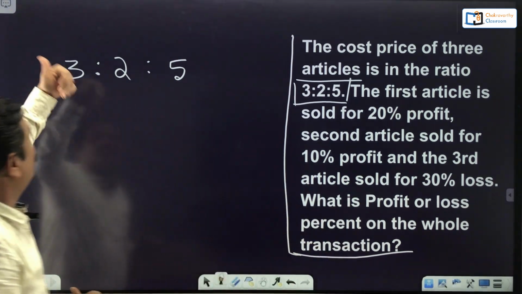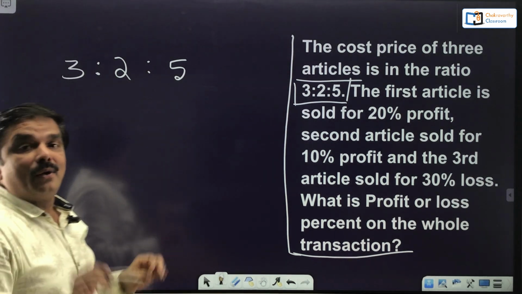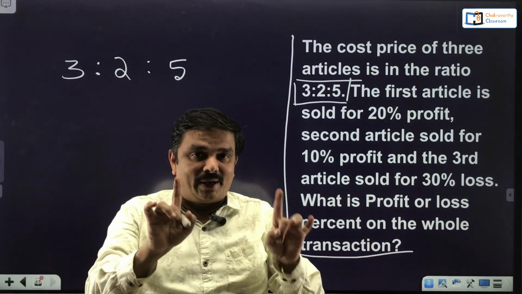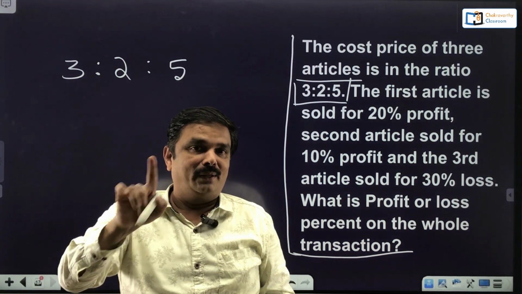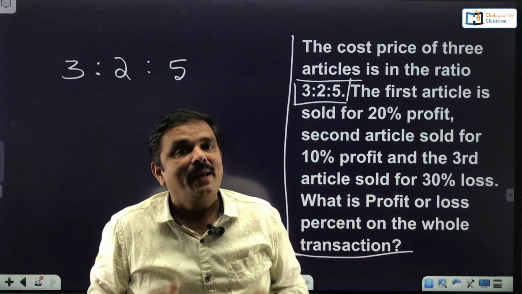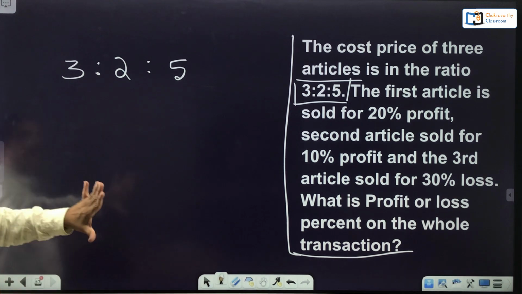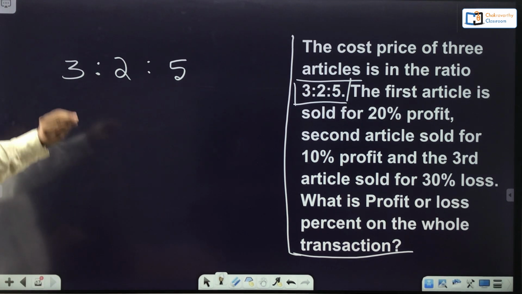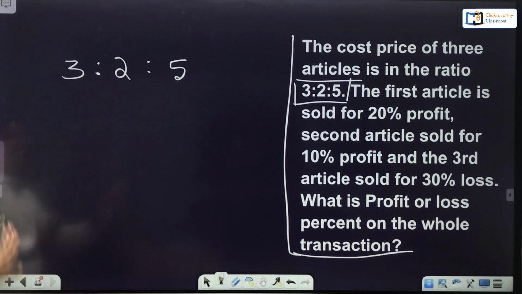Directly, try to use the weighted average method. You know the weighted average method; I have discussed it in mixture and alligation, in the first lesson itself. Anyway, I'll give you the hint, in a nutshell. How? Simple.